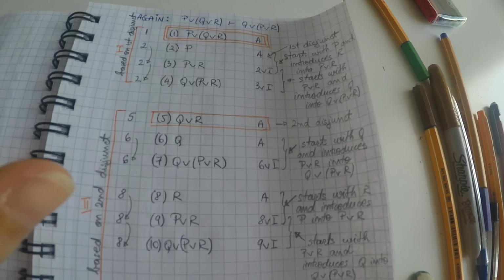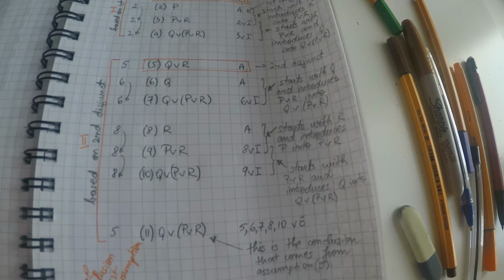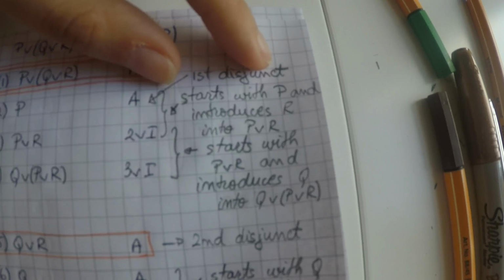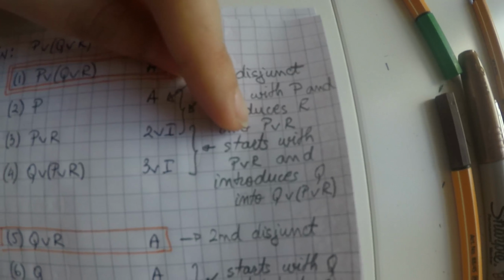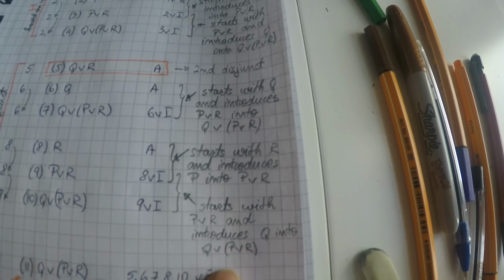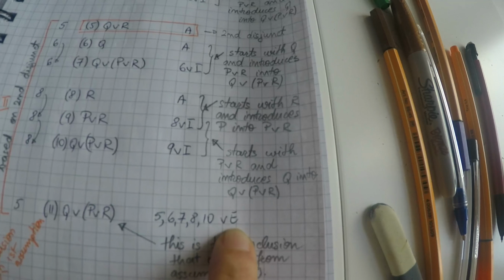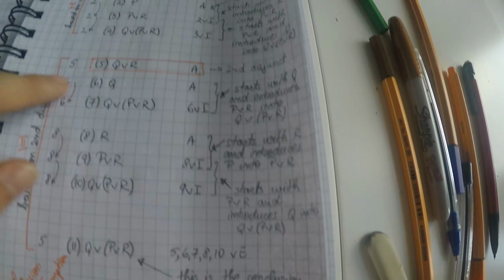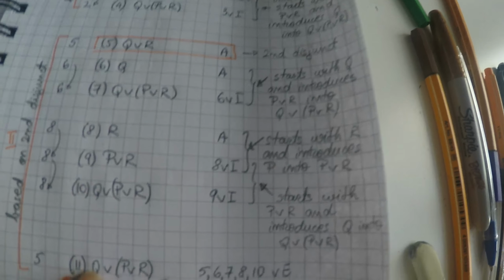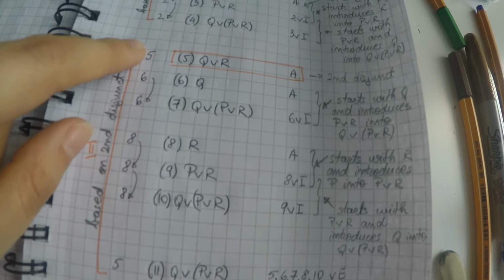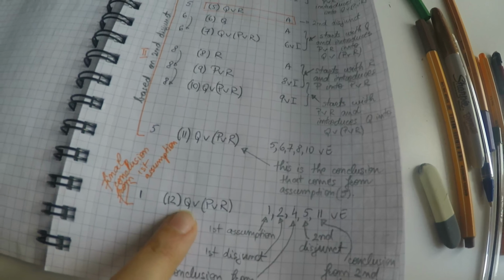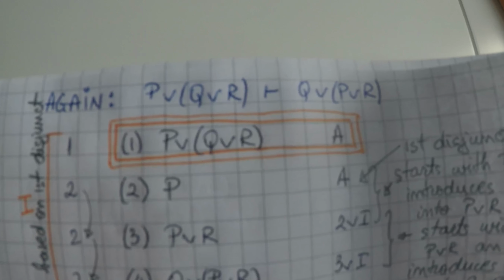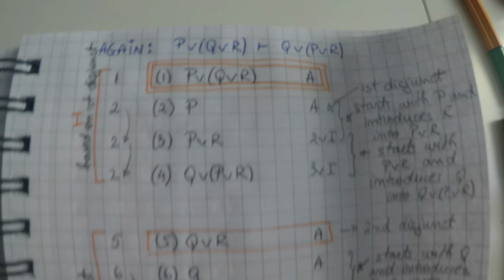So that kind of made me understand a little bit more about this. And I've also put small notes over here so that I understand that it starts with something, it introduces something specific, and it starts with something else. And I've done the same here, and then I've put the actual conclusion here. And I've put, this is the conclusion that comes from assumption number 5, and so on. Because this conclusion from assumption number 5 is not what we're actually looking for, because we're looking for a conclusion that comes from the first assumption, I've put it big and circled over there.